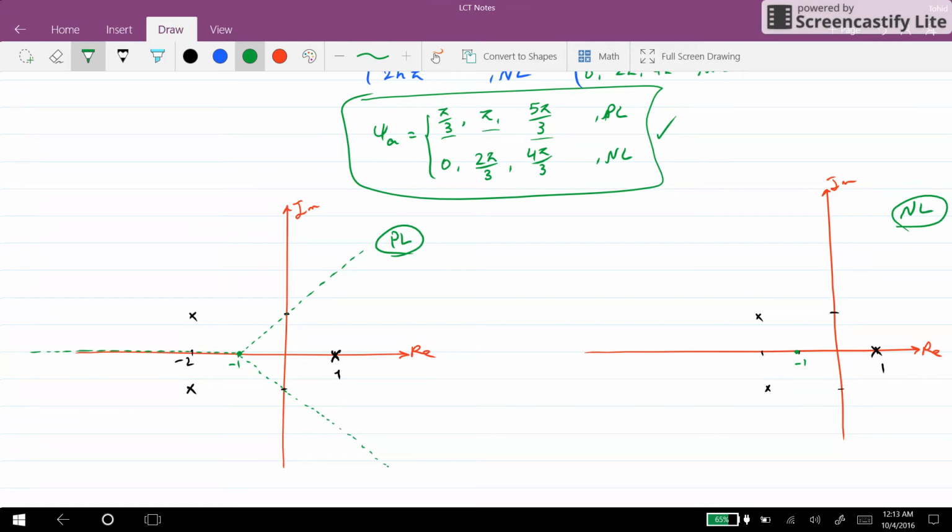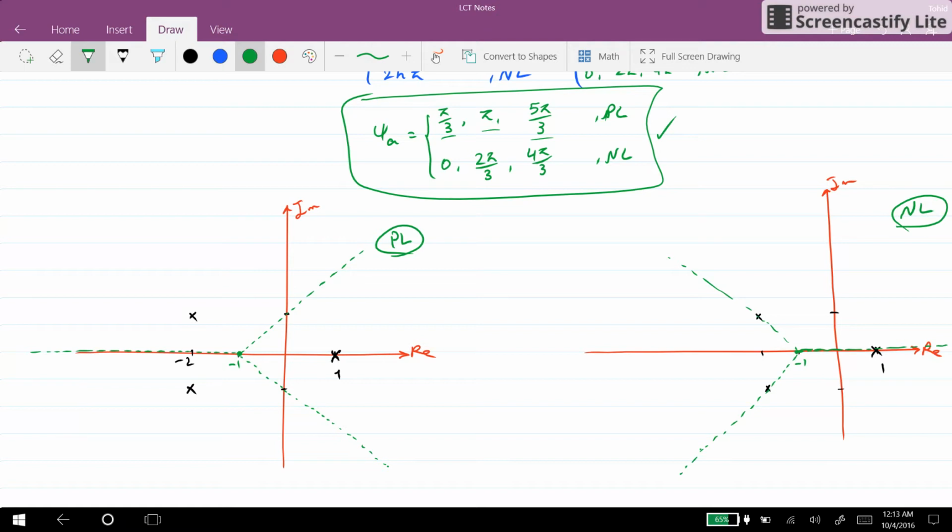For the negative locus, we have 3 asymptotes with angles of 0, 2 pi over 3, and 4 pi over 3, originating from the point at -1. So this is one asymptote on the real axis. Here we have the second asymptote, and we have the third asymptote like this.